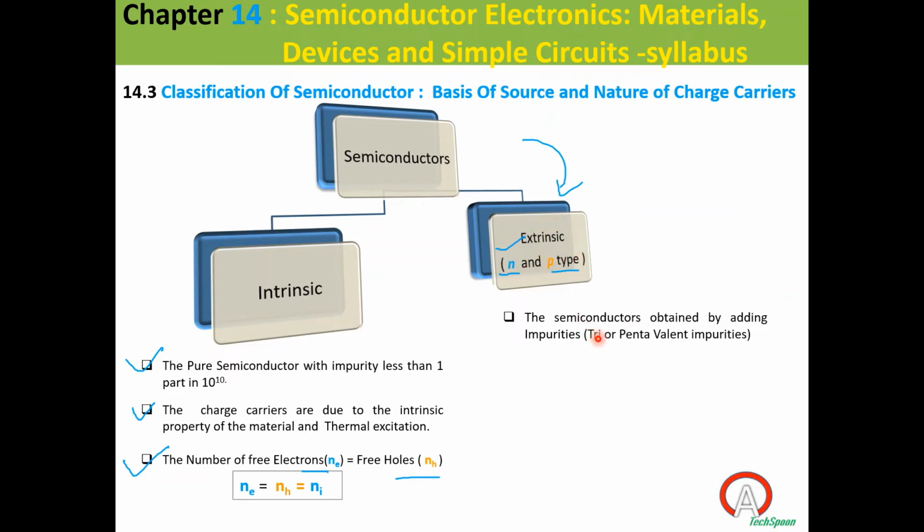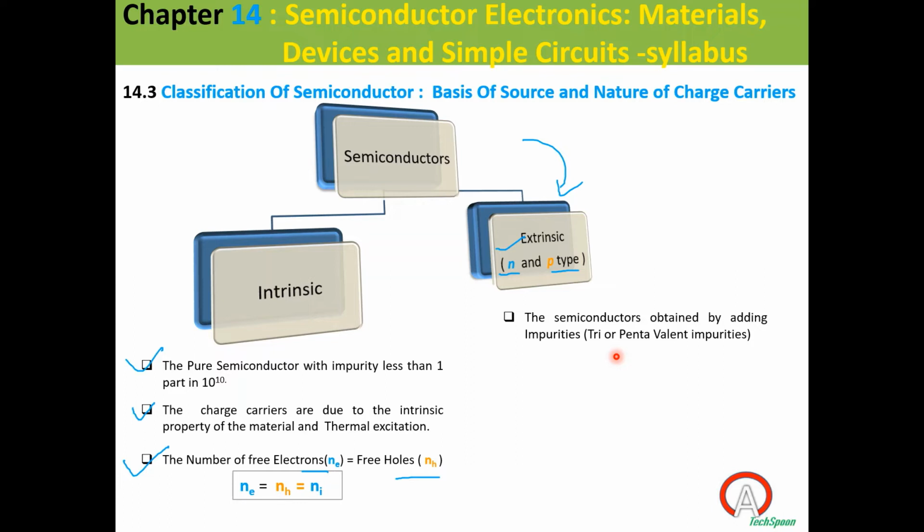If I am adding trivalent impurity to a pure semiconductor, silicon or germanium, what we will get? We will get p-type semiconductor. If I'm adding pentavalent impurities to a pure silicon crystal, we will get n-type extrinsic semiconductor. How we will get? We are going to see how we can create or construct an n-type and p-type extrinsic semiconductor.